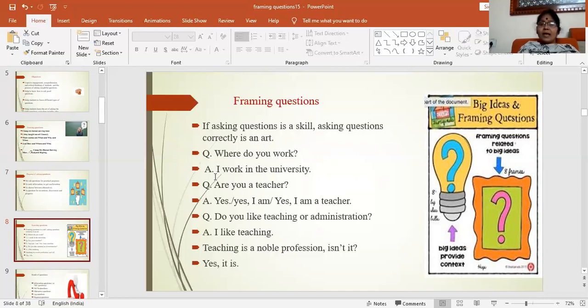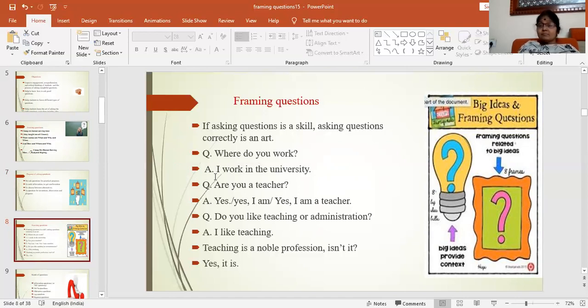Or I ask a question, are you a teacher? My answers can vary, like I can just say yes, or I can say, yes, I am. Or I can give an answer, yes, I am a teacher. Or then, do you like teaching or administration? I can say, I like both. I can say, I like teaching, right? Or if we ask a question like, teaching is a noble profession, isn't it?